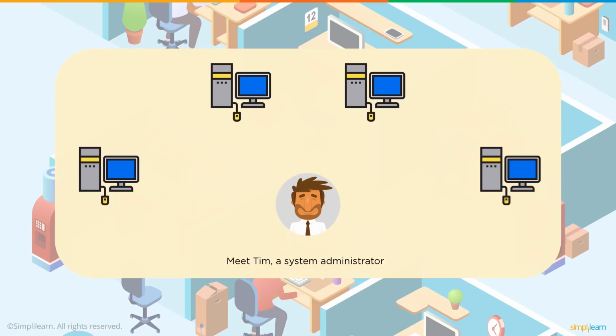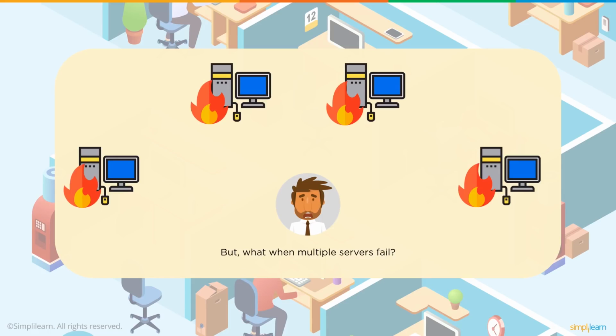So let's meet Tim. He's our system administrator, and Tim is a happy camper working on all of the systems in his network. But what happens if a system fails? If there's a fire, a server goes down? Well, Tim knows exactly what to do. He can fix that fire really easily. The problems become really difficult for Tim, however, if multiple servers start failing, particularly when you have large and expanding networks.